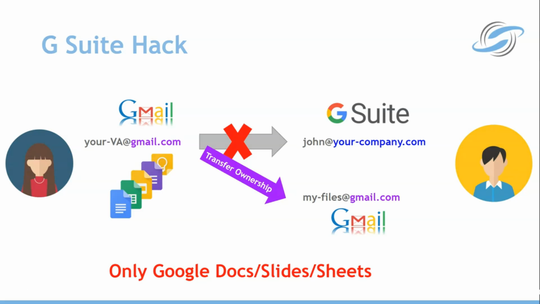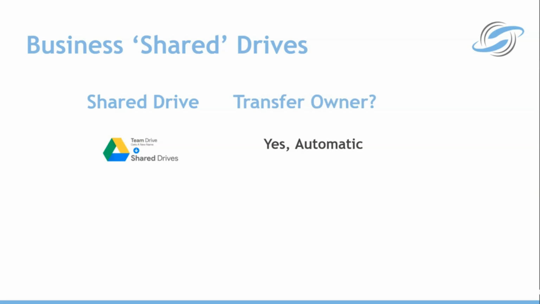The alternative to this is to use business shared drives, and this works if you're using Microsoft or Google or Dropbox. For example, if you use a shared drive, which used to be called Team Drives in Google, and you store information in that shared drive, it's the company that owns that from the outset. You have total control over that information. You can stop people from printing, from deleting, from editing things. You have control over exactly what that person can or can't do with that information, and it's all automatic.